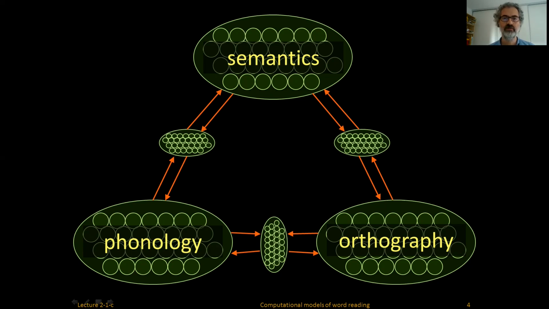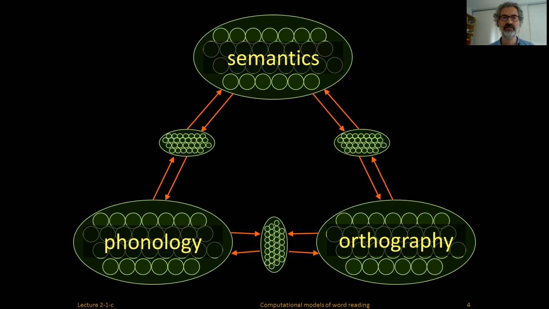In this model, reading amounts to going from an orthographic representation triggered by incoming letter information through an intermediate layer to a phonological representation, which can then be pronounced. And this model allows for the possibility that the orthographic representation, based on the recognized letters, can also activate semantic information, which can contribute to the activation of the appropriate phonological form, which can be pronounced.